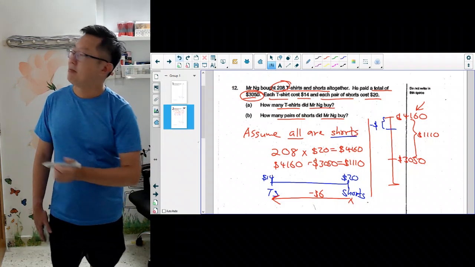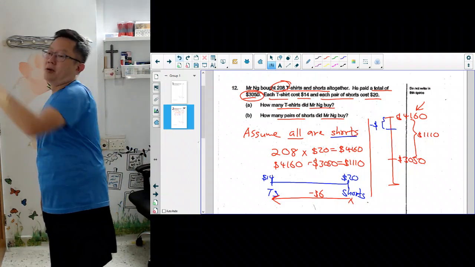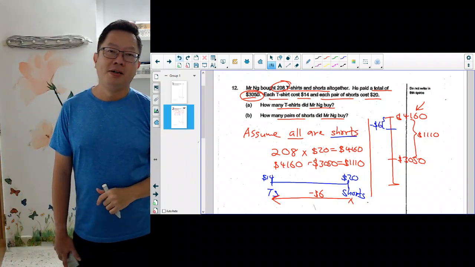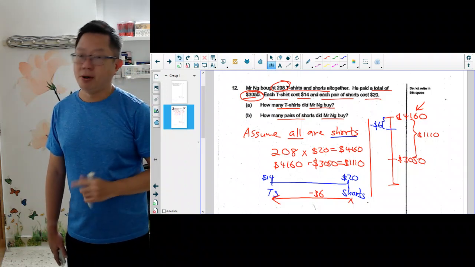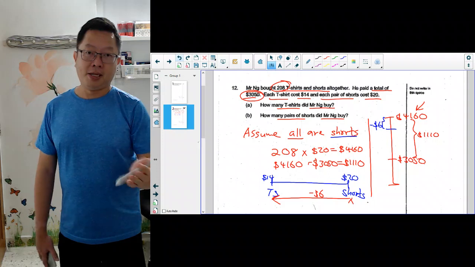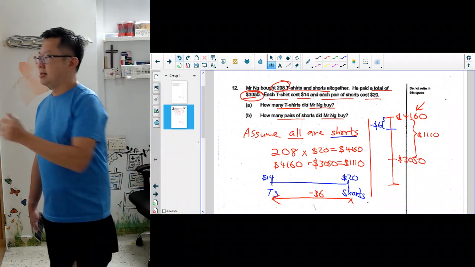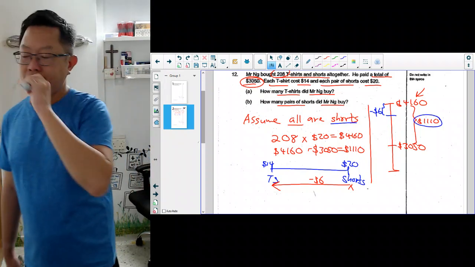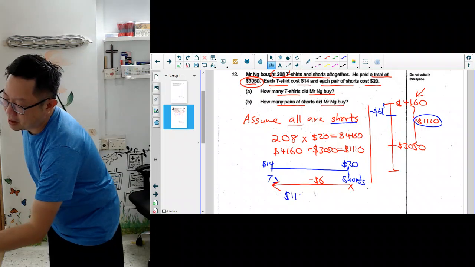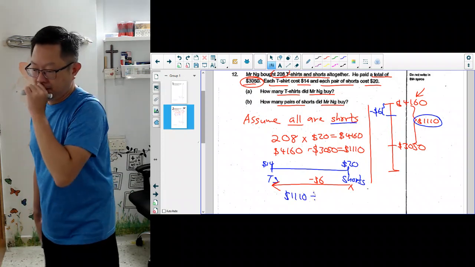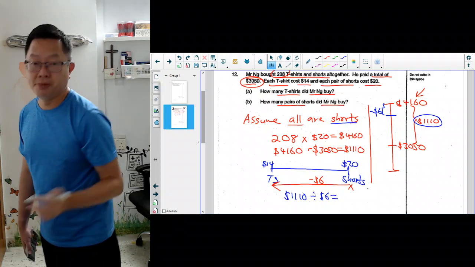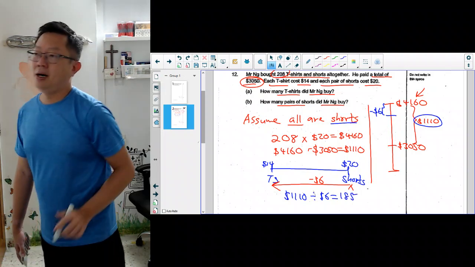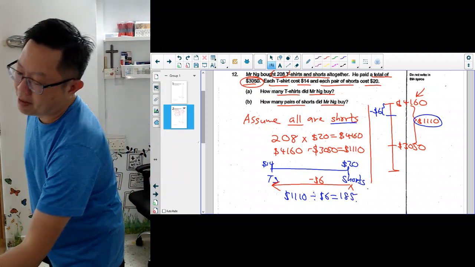Then you go back to the leaf, and what do you put on the leaf? Every time you press the button, the leaf will come down $6, or come down 6 floors. So every time you replace a short with a shirt, Mr. Ng paid $6 lesser. How many times must you press the leaf button to go to the correct floor? You take the gap, which is $1,110, and then you divide by 6. You have to replace 185 shorts with 185 t-shirts.